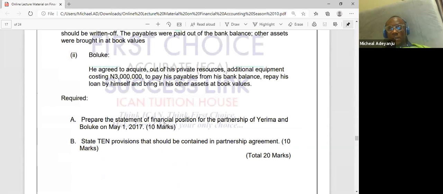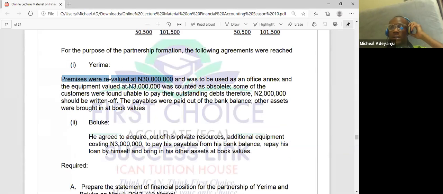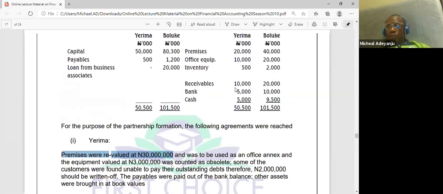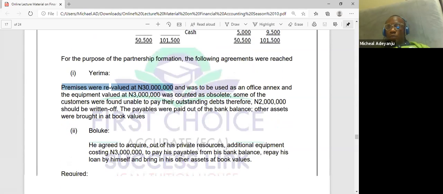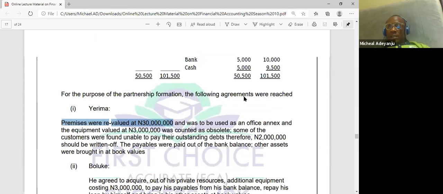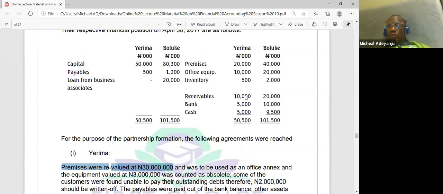Also, and lastly, the 2 million naira that was gone obsolete for bad debts from the receivables of 10 million. So 2 million naira was gone as bad debts and receivables for Yerima now drops to 8 million. Remember, premises is now 30 million. Office equipment is now 7 million because of the 3 million that is obsolete. Our inventory remains the same. Receivables is now 8 million naira because of the 2 million naira bad debts.